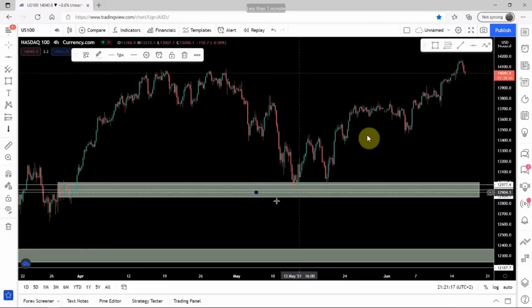They came and mitigated all their orders out of here because they knew, right, that there were so many orders over here that probably didn't go into the market.